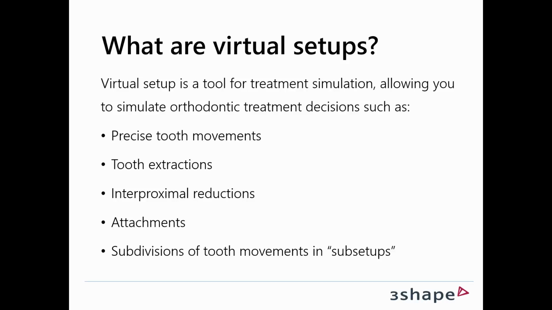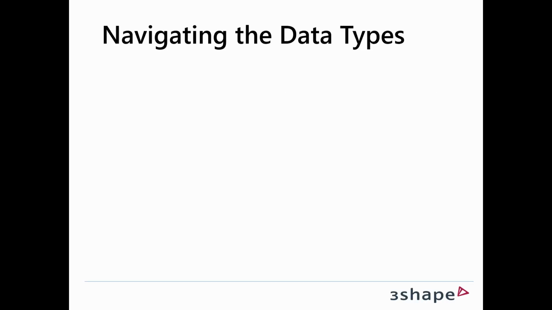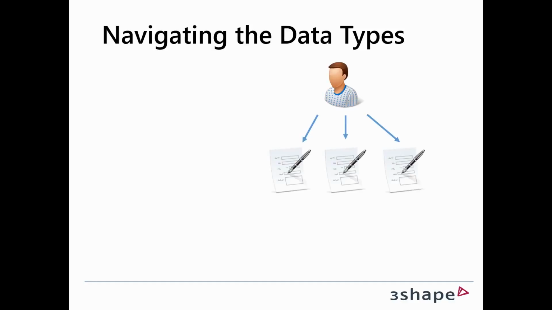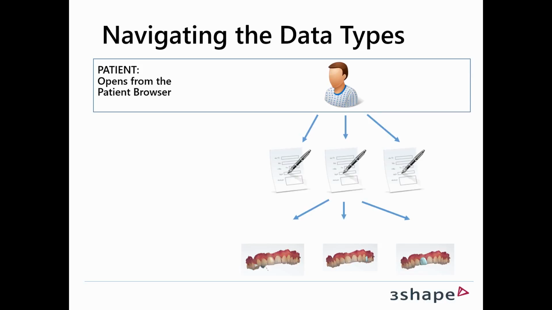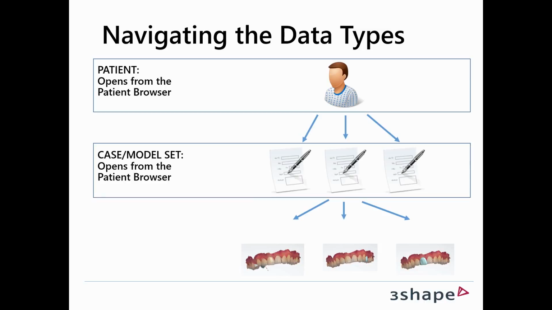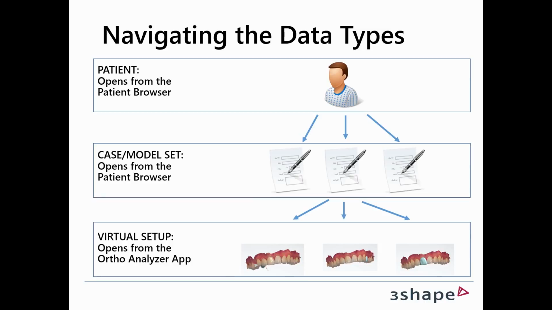So a little word on navigating the data types here. On the top we have the patient, as you know, in the patient browser. As you know from previous videos, a patient can have multiple models or cases associated with it. And each case or model can have multiple virtual setups associated with them. The patient and the models or cases are available from the patient browser. But the virtual setups are available directly inside the Ortho Analyzer application where the Ortho Planner module is.